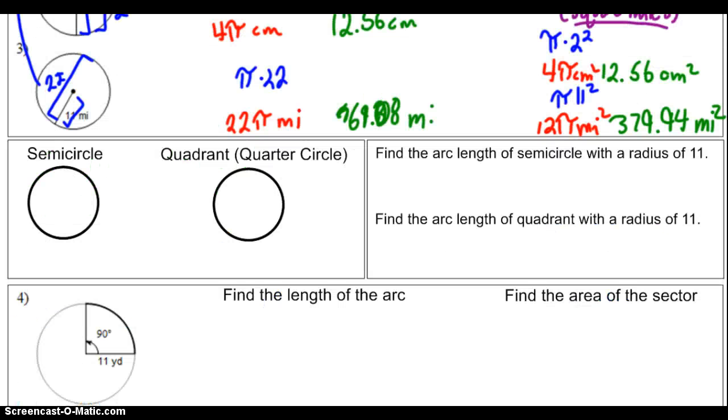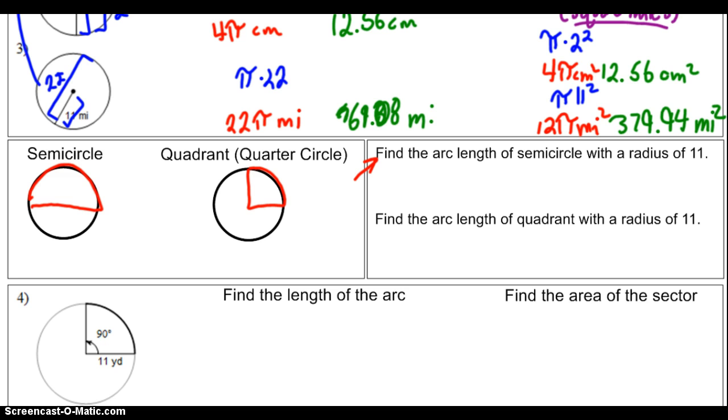Now, halfway down the page, we've got semicircle and quadrant. Remember that a semicircle is just half of a circle, 180 degrees of that circle, and a quadrant is a quarter of the circle, or 90 degrees of that circle. Now we're going to answer this question right here. Find the arc length of a semicircle with a radius of 11.